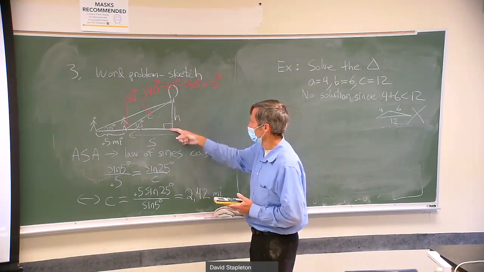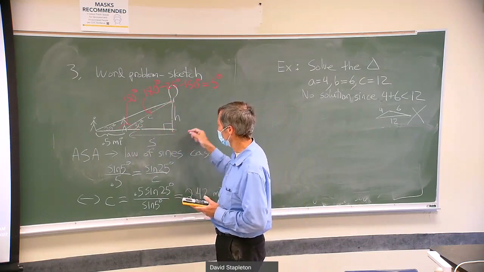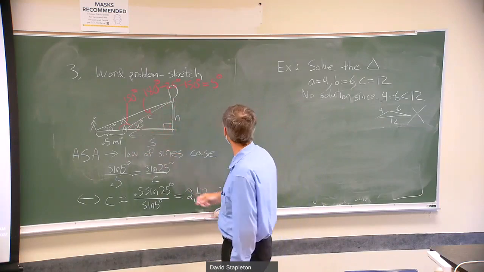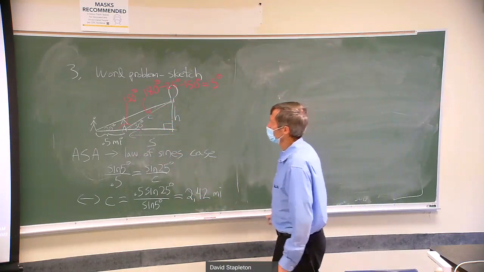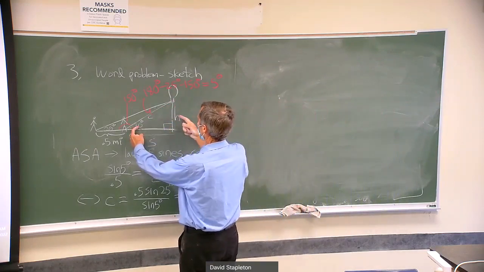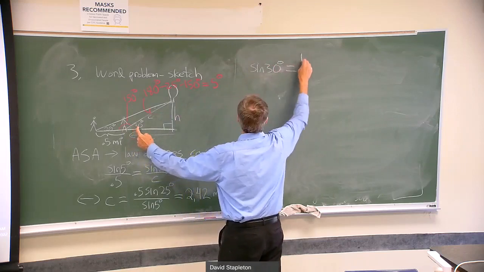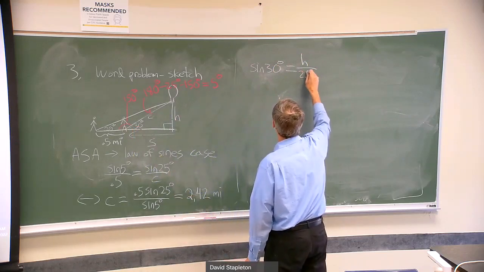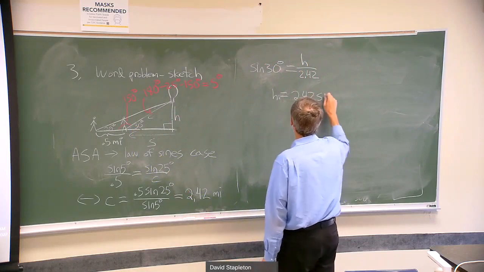And now what I'm trying to get to is h. Now I have this side and this angle in a right triangle. So what is the right triangle relation that relates h and c and 30 degrees? The sine of 30 is h over c. So sine of 30 degrees is h, the opposite side, divided by c, the hypotenuse, 2.42. By right triangle trigonometry, I multiply both sides by 2.42 and deduce that h is 2.42 sine 30 degrees.